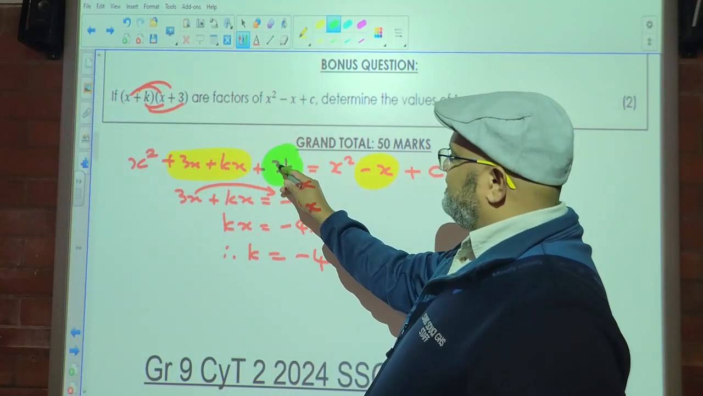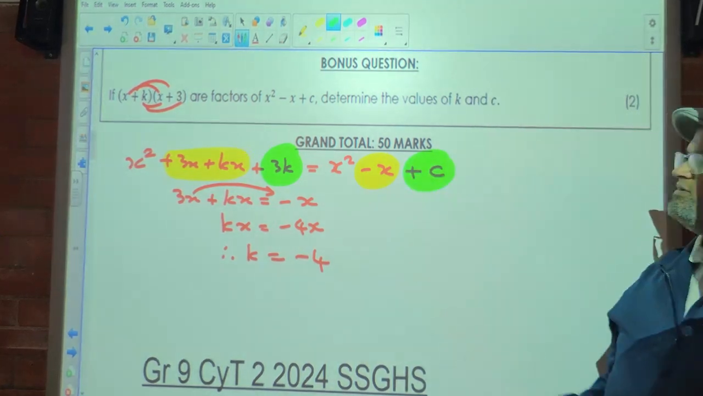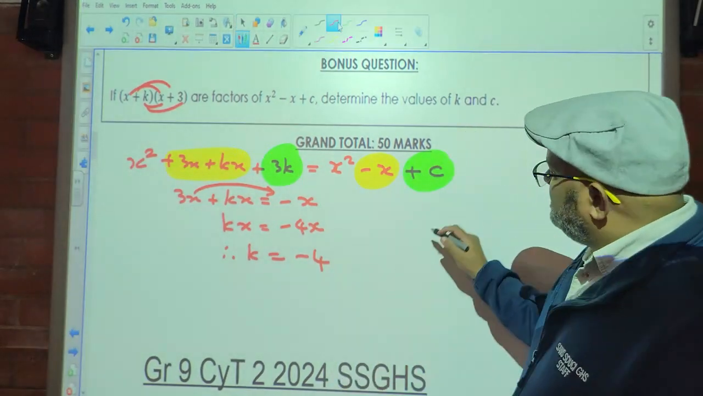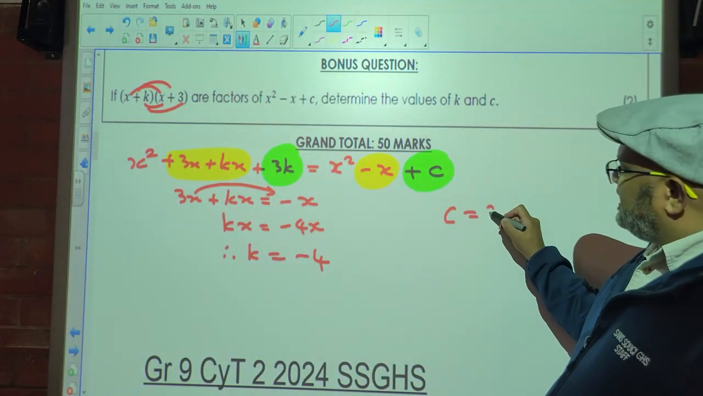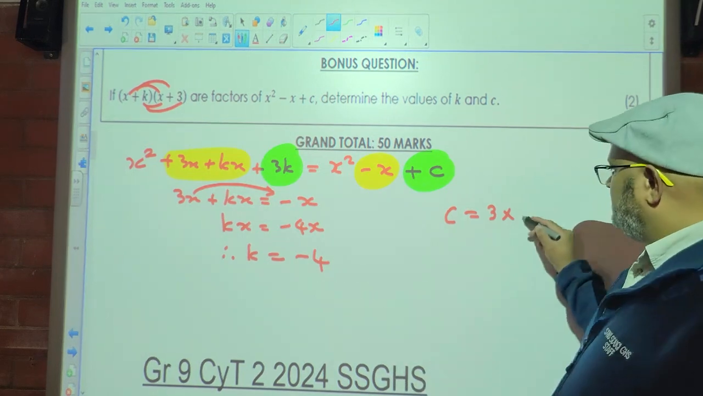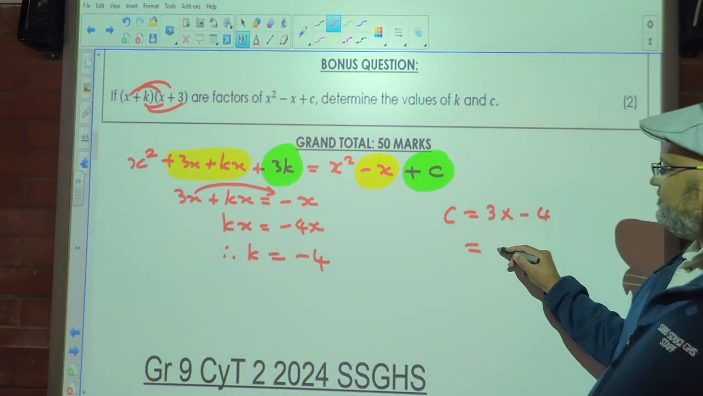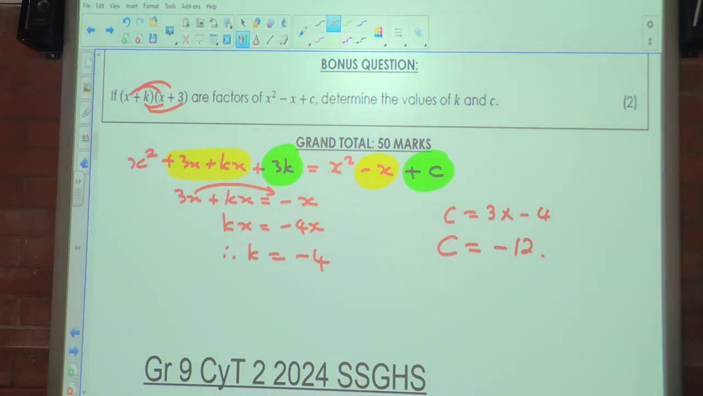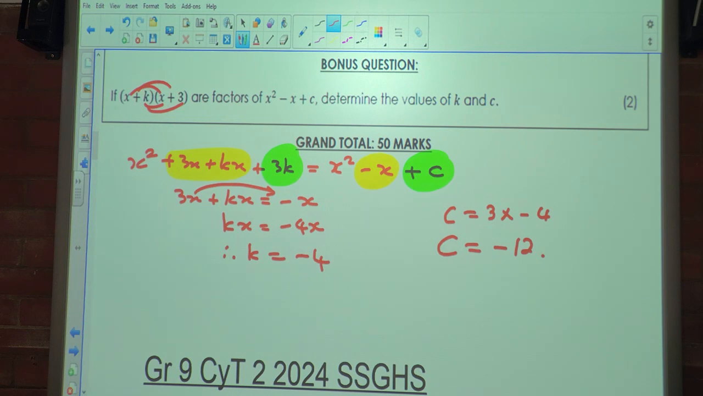However, we know that positive 3k is equal to c, you see. So if c is equal to 3k, what is k? Negative 4. And what is 3 times negative 4? Negative 12. So k is negative 4 and c is negative 12. Easy, no?